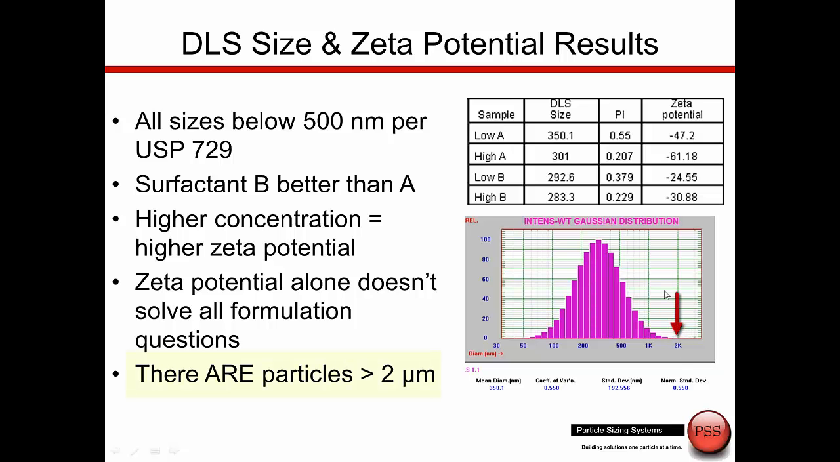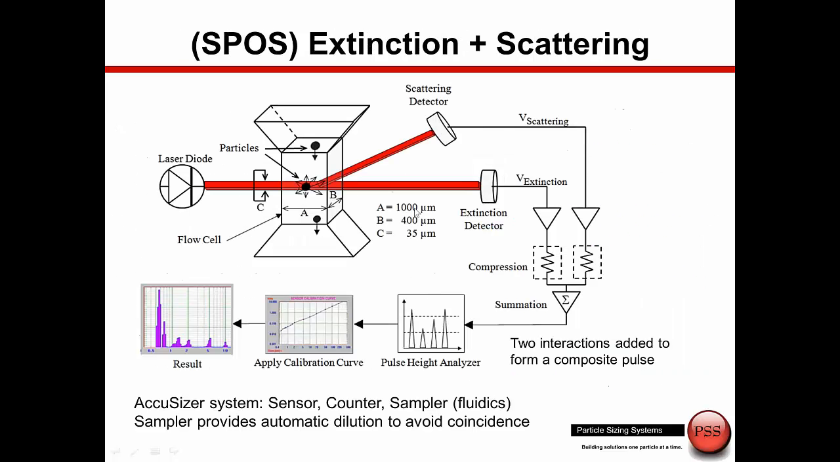So dynamic light scattering is excellent for showing us the mean size of these emulsions, but it's not really giving us enough information about the tails, and that's why we're going to use the second technique, which is the AccuSizer, to look into the tails of the distribution, which are another excellent indicator of emulsion stability. And for this sample, I'll show you there really were particles larger than 2 microns.